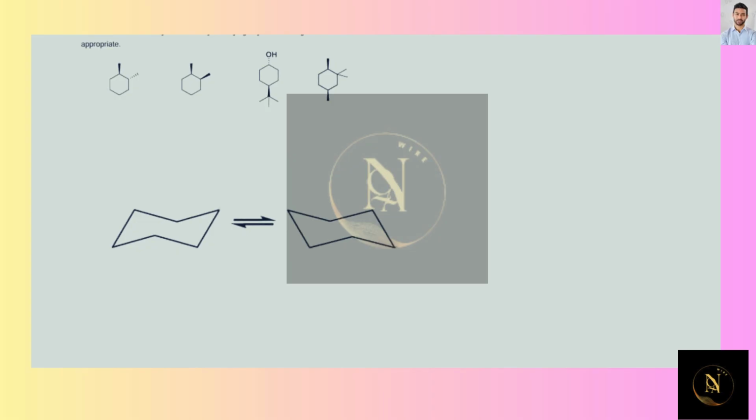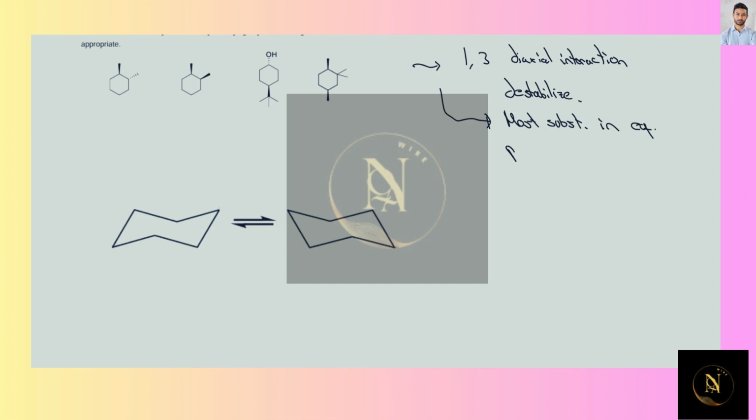Here we want to identify the most stable conformation for each of the molecules, and remember that for the stability of cyclohexanes, one of the key interactions is going to be the 1,3-diaxial interaction, which is going to destabilize the conformation. So in most of the cases, the position with most substituents in equatorial positions is going to be preferred.